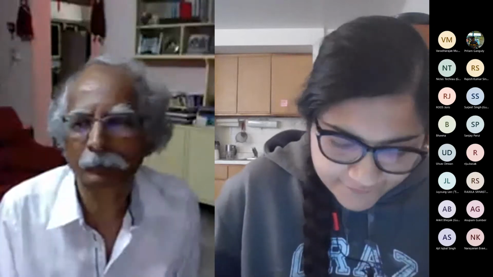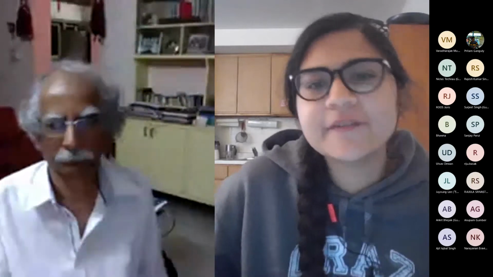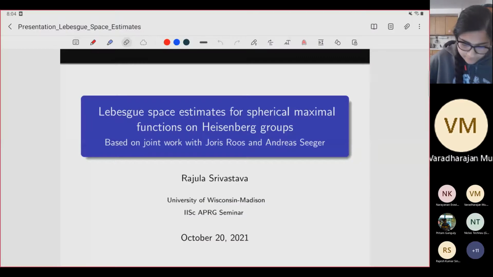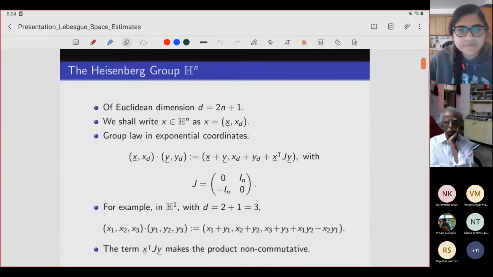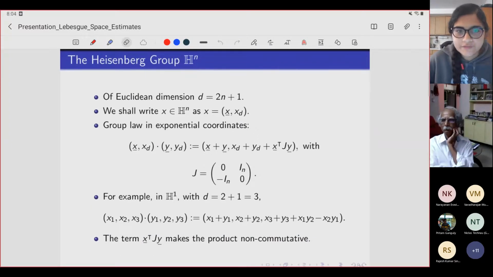All right. So as I said, I will talk about Lebesgue space estimates for spherical maximal functions on Heisenberg groups, and this is based on joint work with Joris Roos and my advisor Andreas Seeger. So let's start. I will start by first specifying all the notations.